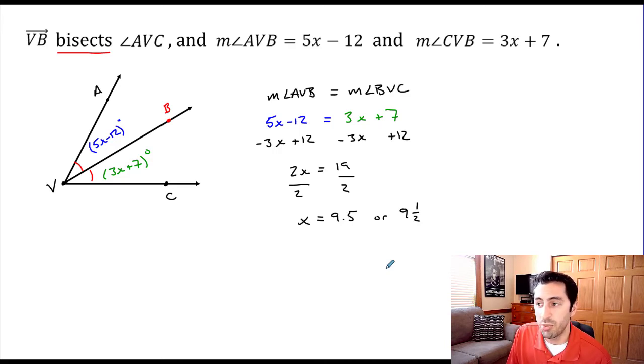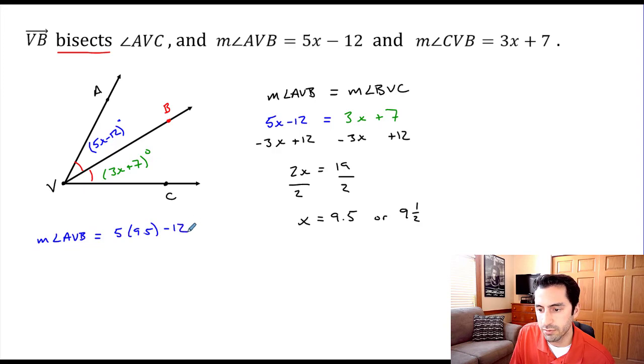All right, so why don't we find out how big this entire angle is now? So I want to figure out how big the entire thing is. First, I can find out how big half is. So let's take a look at the measure of angle AVB. Now instead of the x, we'll substitute in what we found. So I'm going to plug in 9.5. If I simplify, 5 times 9.5, I get 47.5. And then from there, I'm going to subtract 12. So I end up with 35.5.